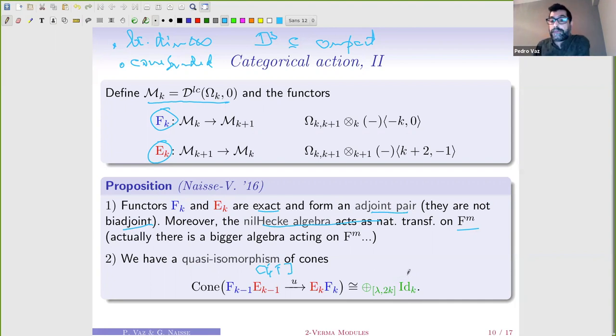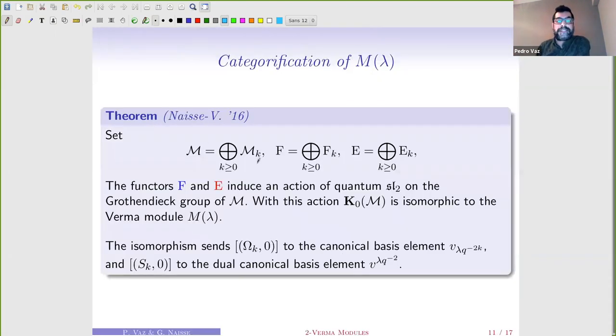So this is a categorification of the Verma module. Let me state it more precisely. We take the sum of all these weight spaces, the sum of all F's, all E's. So we have an action of quantum SL2 on the Grothendieck group of this category, which is isomorphic to the Verma module. You have to be careful with this Grothendieck group. This is what Gregoire calls the asymptotic Grothendieck group. It's a technology that Gregoire developed to deal with this case with infinite resolutions and bigradings fitting our conditions.